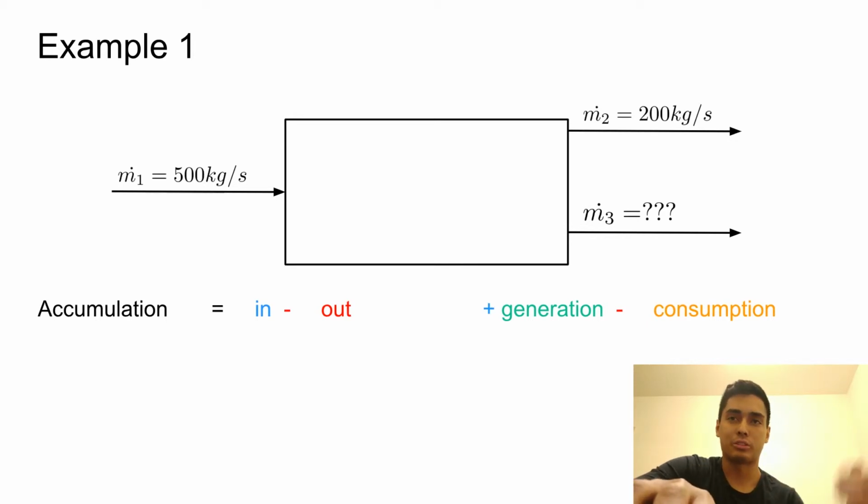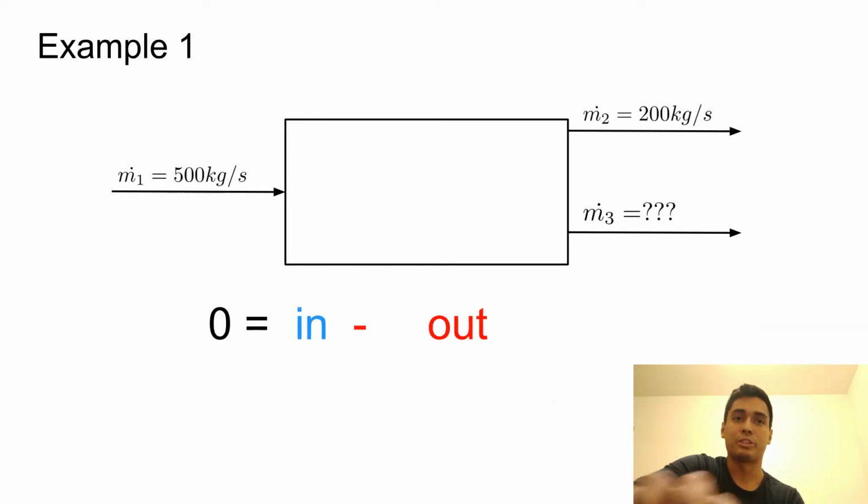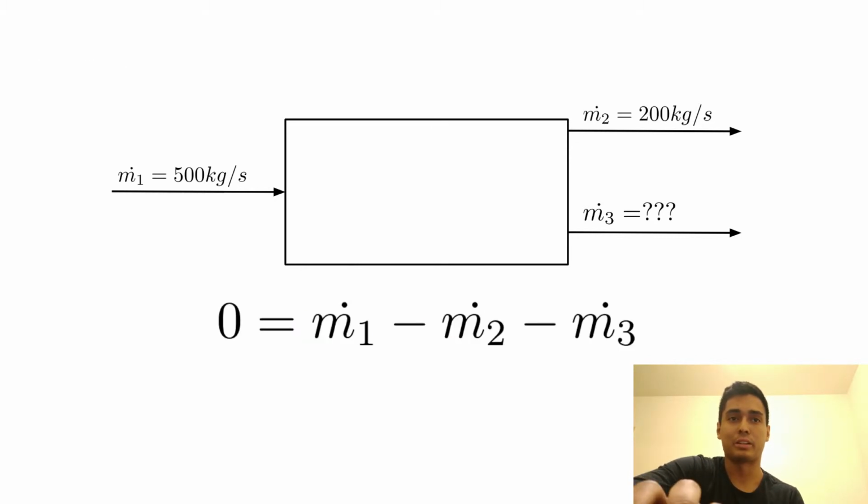We're gonna make the assumption that there's no reaction, so there's no generation or consumption, and we're gonna assume that it's steady state. So now we have 0 equals in minus out plus 0. So if 0 equals in minus out, then we can simply write 0 equals everything that's coming in minus everything that's going out. So the thing that's coming in is 500, the thing that's coming out is 200 and M3.